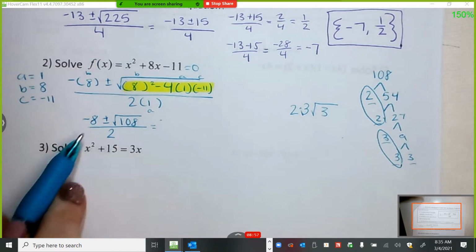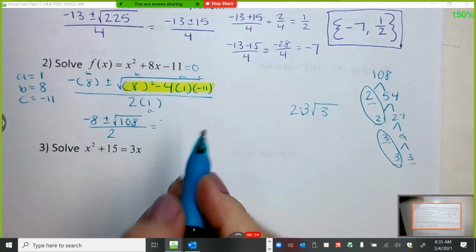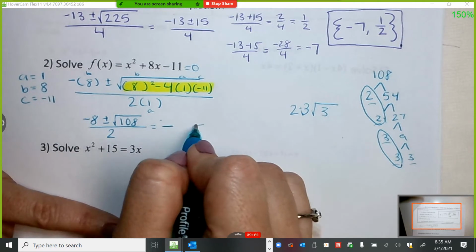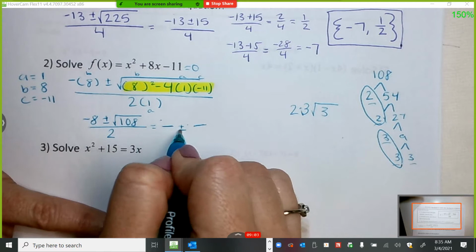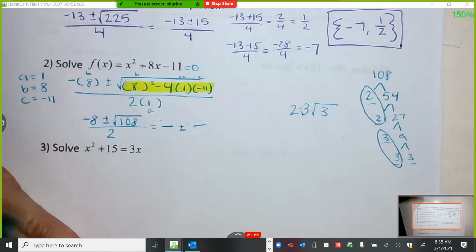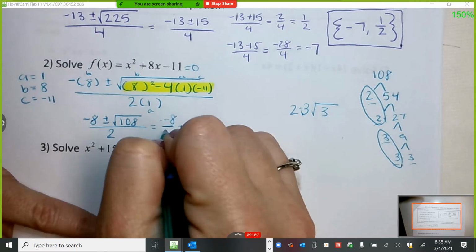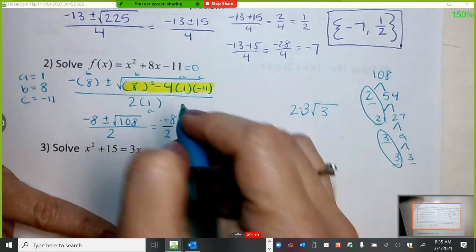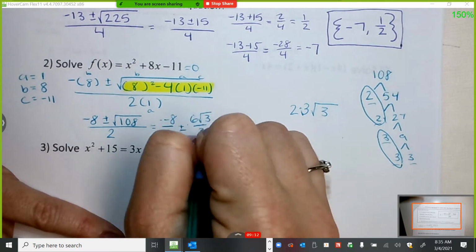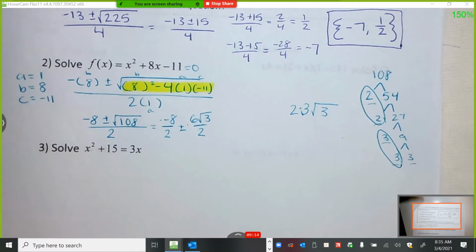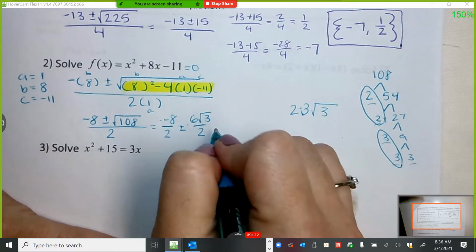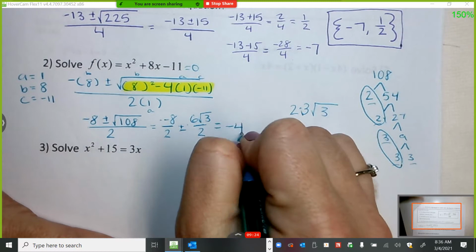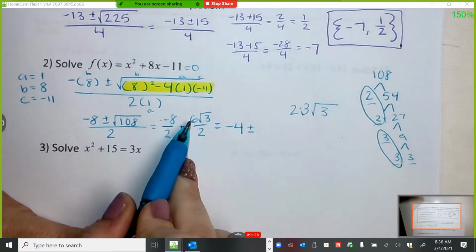Now, I know that negative 8 over 2 can simplify, so I'm going to go ahead and break this apart and put a plus and minus in the middle. Okay, so I get negative 8 over 2 here, and then I get 6 square root of 3 over 2 here. Because it can simplify, I'm going to separate. Okay? Now, what is negative 8 over 2? Plus or minus, does 6 over 2 simplify?